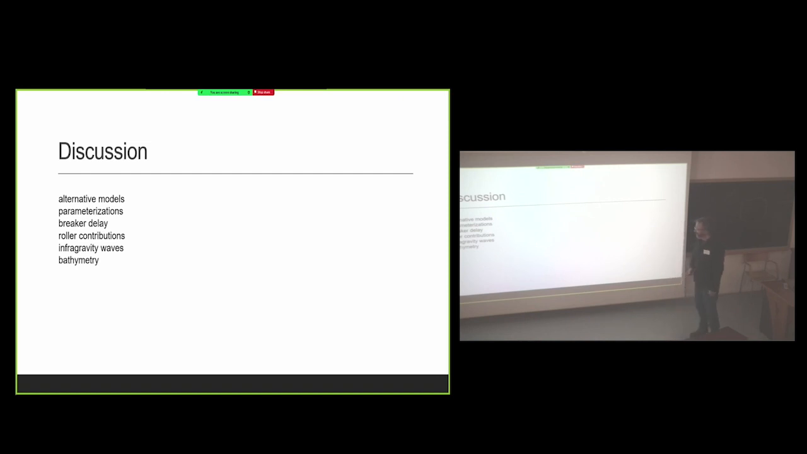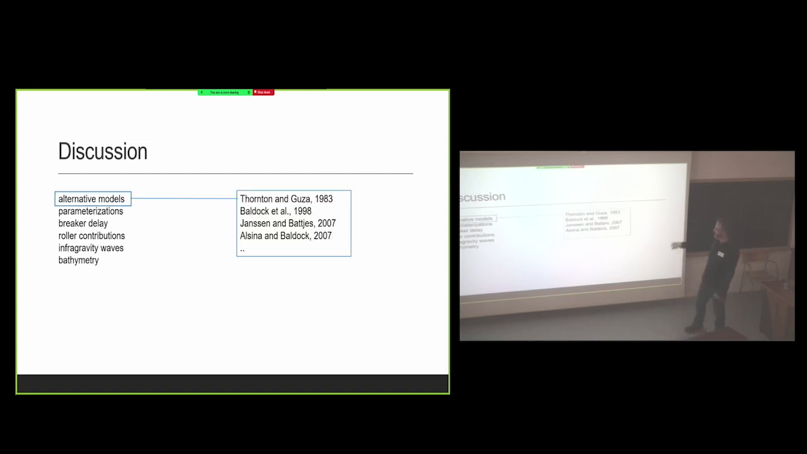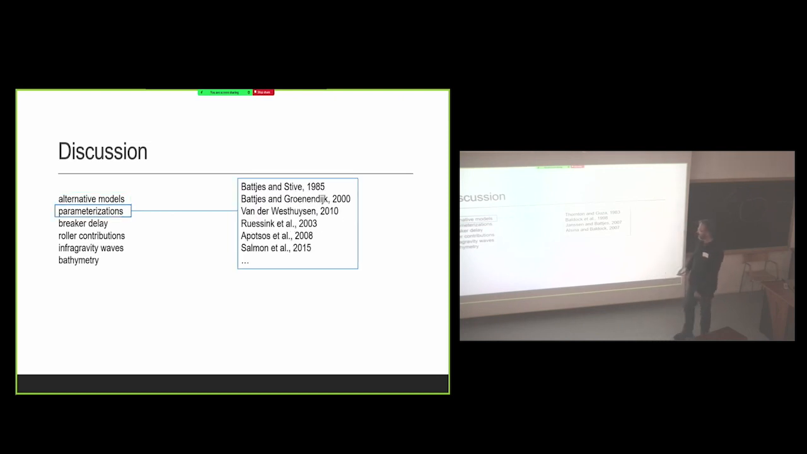I mentioned alternative models, so I think most people know Thornton and Guza if you're from the nearshore. There's also Tom Baldock who made his model. There's Janssen, Battjes, Alsina, and Baldock. So there are many more that are based on similar concepts, so based on, let's say, the distribution of the waves and the distribution of the breaking wave heights. Then this gamma parameter. We have a whole range of people that looked into optimizing the gamma depending on, let's say, the conditions that are at play.